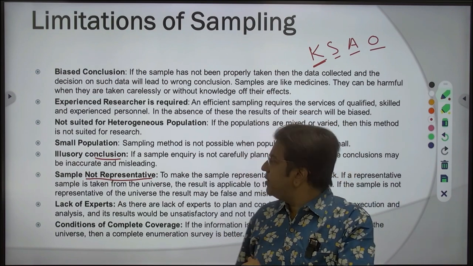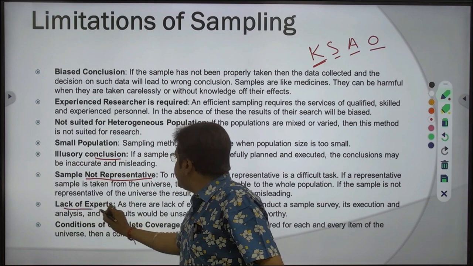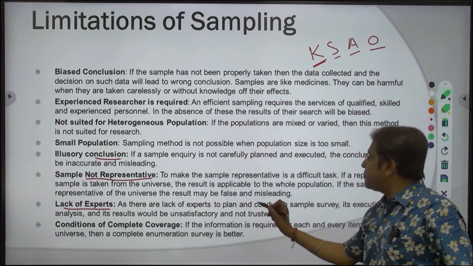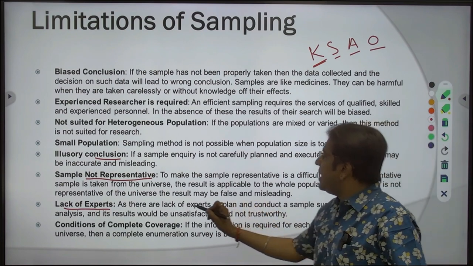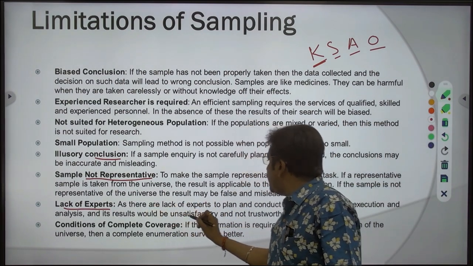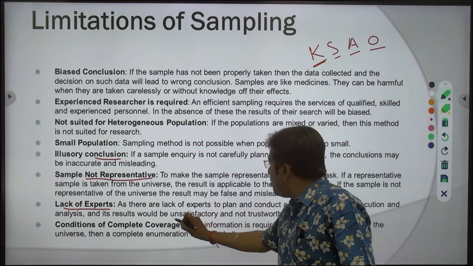But if the characteristics of your sample are not the same as those of the population, it will give a misleading, inaccurate and ineffective result. Lack of experts. As there is a lack of experts to plan and conduct a sample survey, its execution and analysis and its result would be unsatisfactory and not trustworthy.